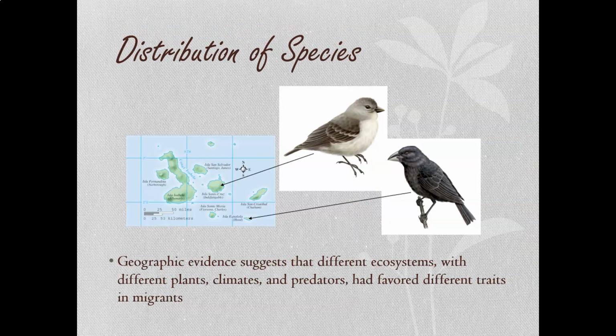So those pieces of geographic evidence suggest that those different organisms, with different plants, with different climates, with different predators, with different food sources, and so on and so forth, are going to favor certain traits in the organisms that end up there. And so once these land masses got far enough apart that they could no longer continue meshing together with those other populations, as those environments changed on those isolated places, the species had to adapt along with it. And so we can look at those changes over time as a way to discuss evolution as well.